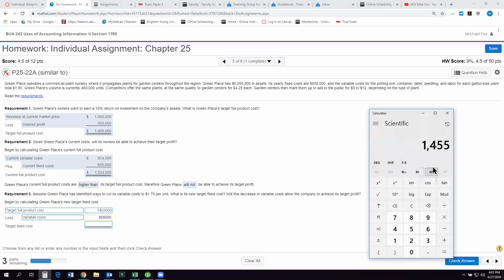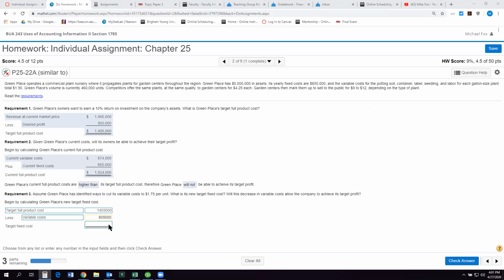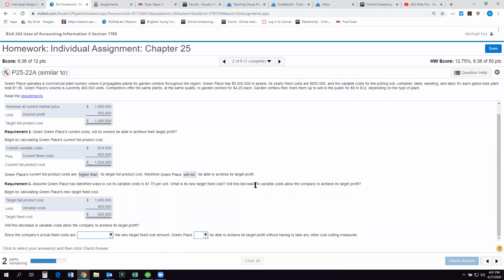And then 1,455,000 minus the 805,000 will be 650,000. All right, will this decrease in variable costs allow the company to achieve its target profit? Since the company's actual fixed costs, which we had before, are 650,000, it is less than or equal to the new target fixed cost amount, because it's the same, right? Green's Place will now be able to achieve its target.